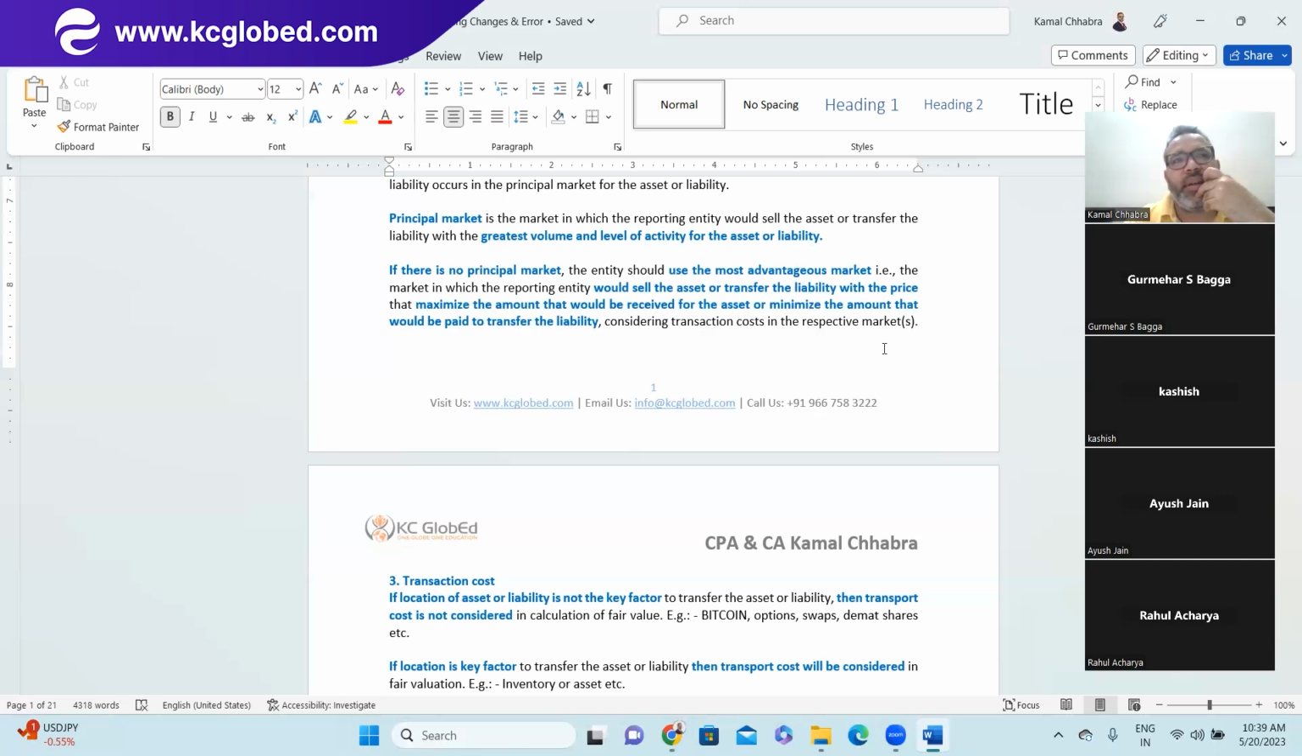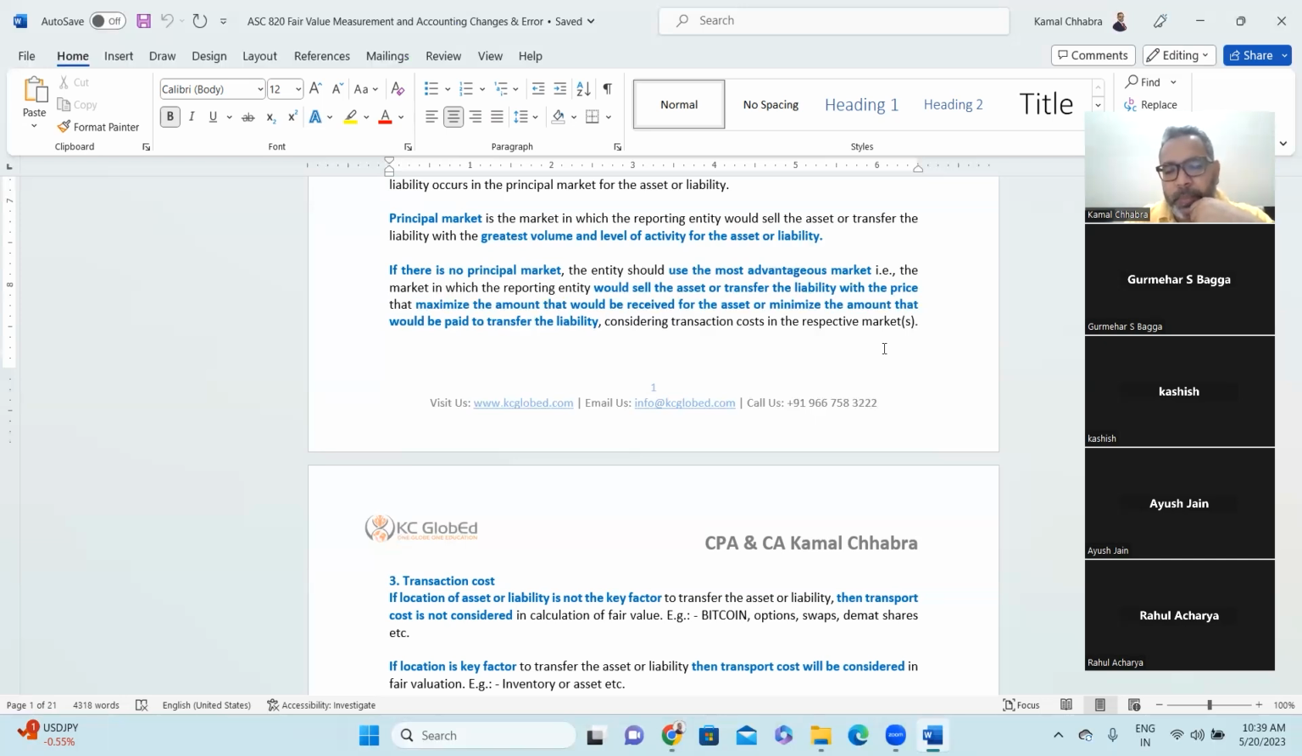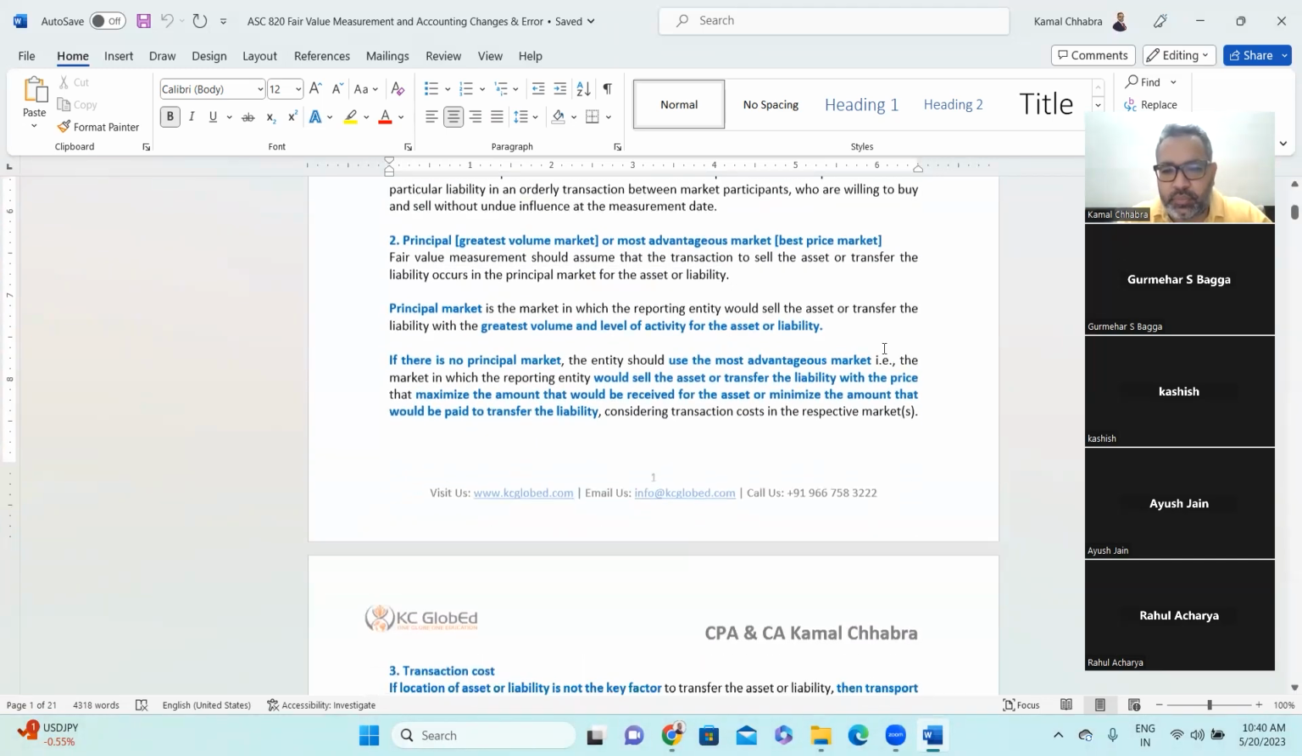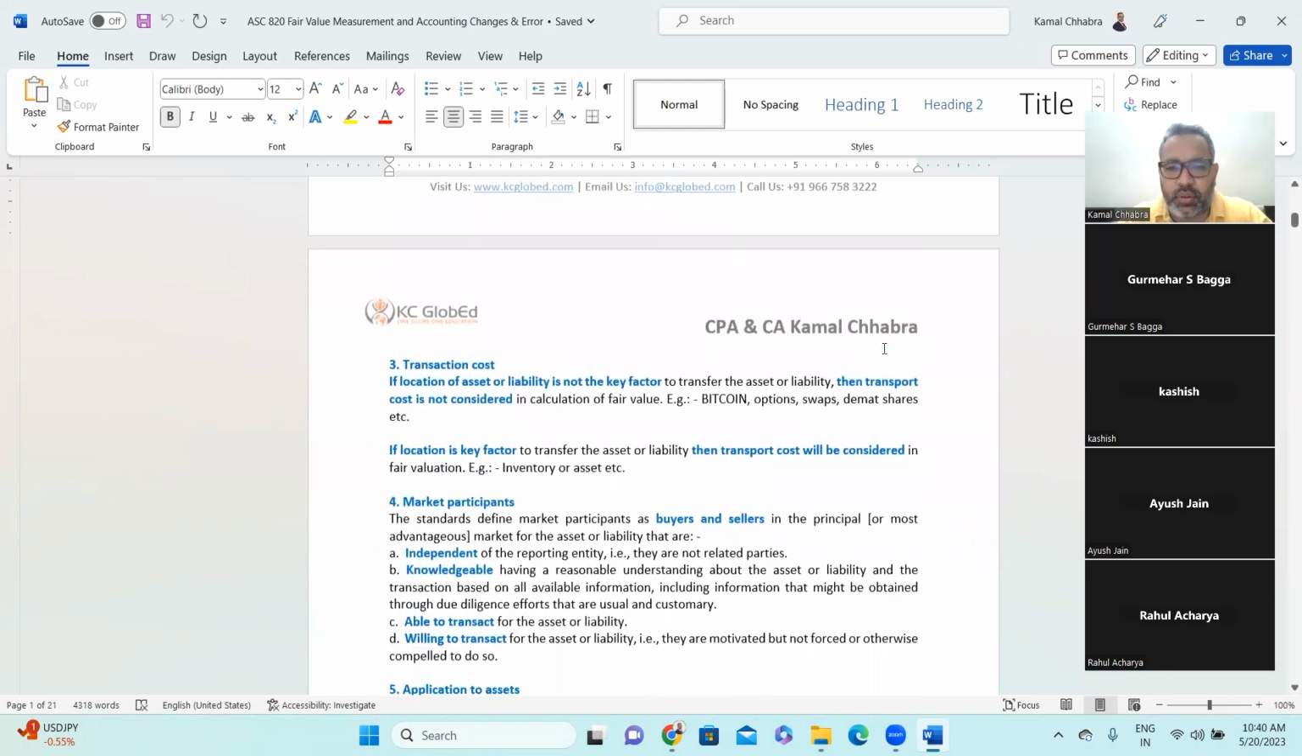For example, let's say our company develops learning management software. In the India market, we may probably be selling at a lower price, but in the US market, we would be in a position to sell at a higher price. Right. So in that scenario, for me, the most advantageous market is the US market. Make sense? Yes, sir. Right. So any doubt on what is fair value, what is principal market, what is most advantageous market? So far so good? Yes, sir.